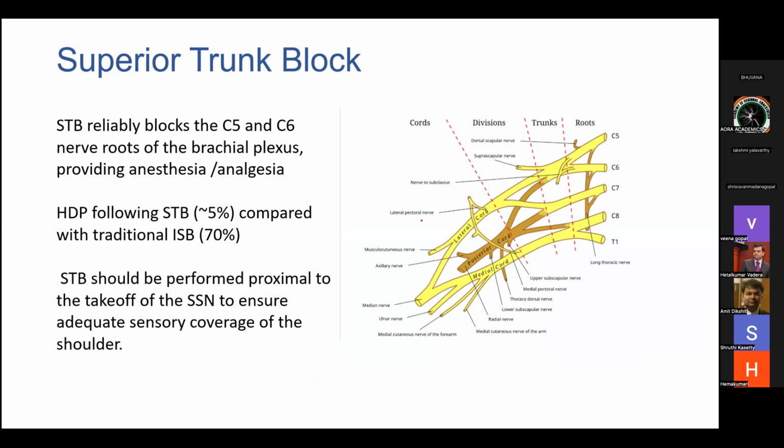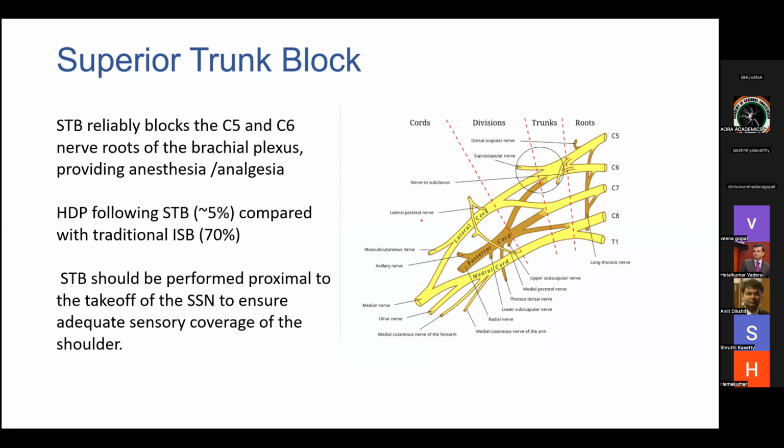It is 70%. So in this block, we need to block the distal superior trunk to avoid phrenic nerve involvement. We perform it just proximal to the takeoff of the suprascapular nerve, to also ensure adequate surgical coverage of the shoulder.